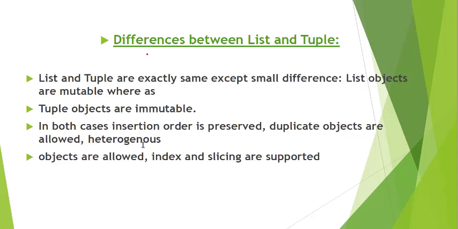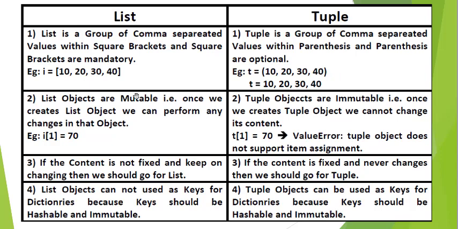Duplicate objects are allowed. Both can be heterogeneous. Indexing and slicing are allowed for both of them. The only difference is that the list needs square brackets. In a tuple, you can have parentheses, or you can just leave them out and put the commas there. Okay, it's a list, and this is a tuple.